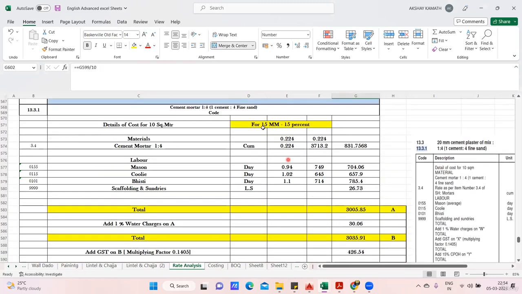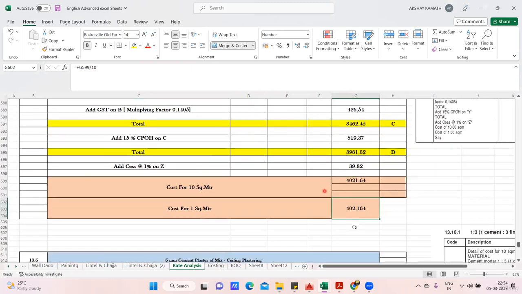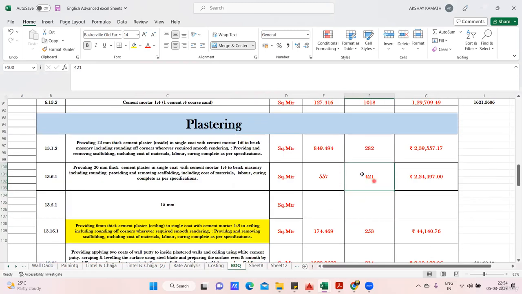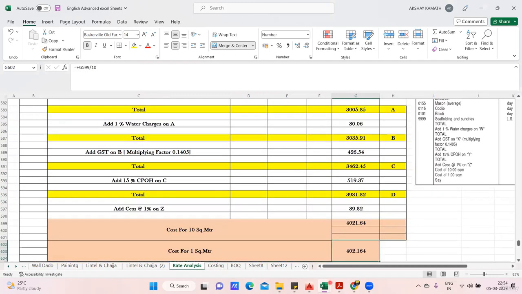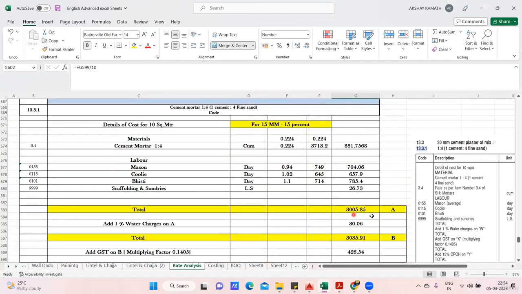So if you want to do the outside plastering, it will cost you around 402 rupees per square meter. And we have seen through a BOQ also. You see here 421 is coming. How much we got? 420. We had seen through different BOQs also that outside plastering is a little expensive in comparison to the internal plastering.